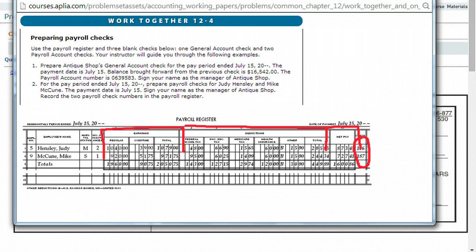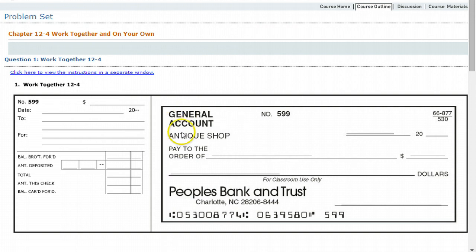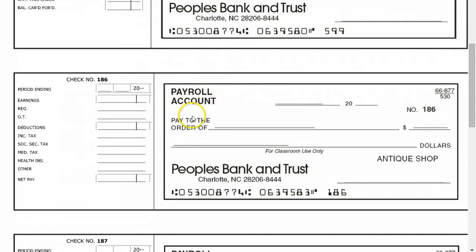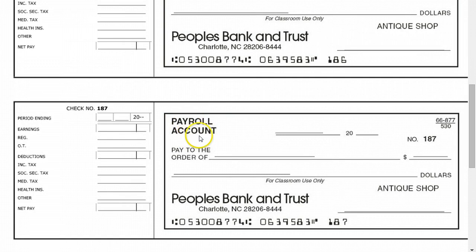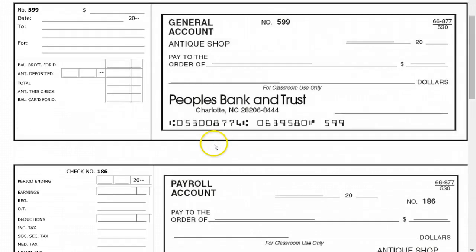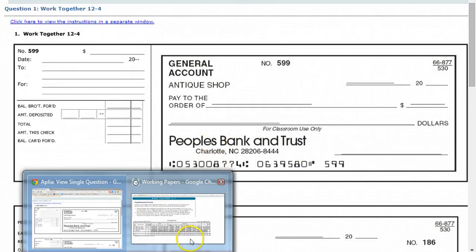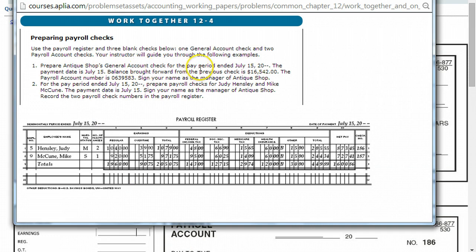We have two different checking accounts. So if you notice, the checks that you have right here, one's the general account, which we've been using since day one. And then you have these special payroll account checks, which are only for preparing payroll. Very first step is that we're going to go and we're going to prepare a check on July 15th.